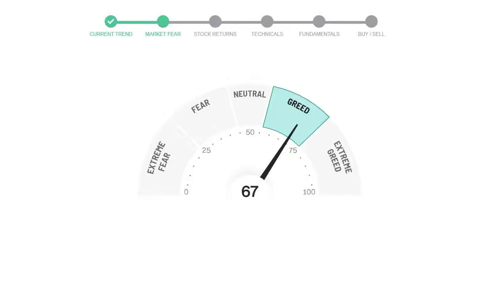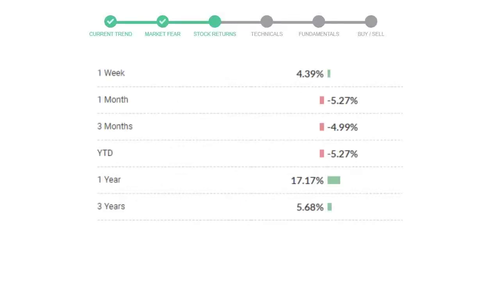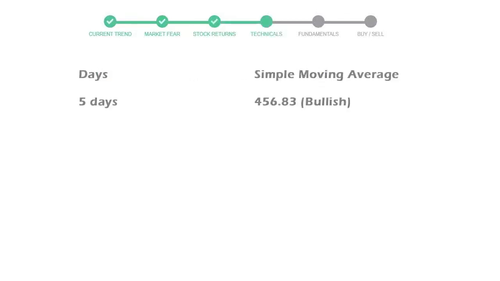Lockheed Martin gave 4.39% returns in the last week, negative 5.27% in the last 30 days, and 3 months' returns are negative 4.99%. Now let's have a look at simple moving average data.